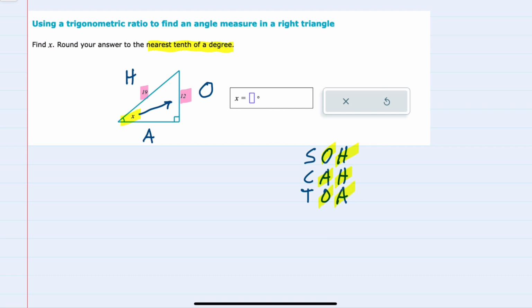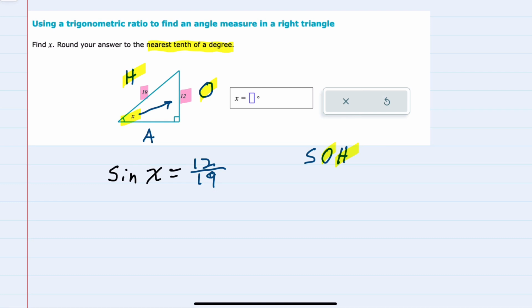In this example, we're given the 12, which is the opposite side, and we're given 19, which is the hypotenuse. So we can tell the trig function that applies is the sine. And writing that out, I can say that the sine of the angle x is equal to the opposite over the hypotenuse. And in this example, the opposite is 12, and the hypotenuse is 19.